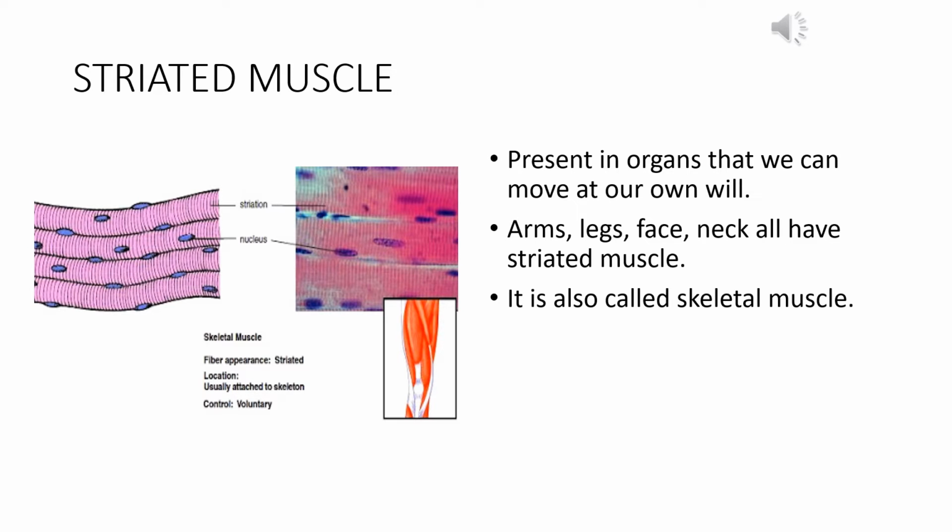They are also called the skeletal muscle. Since they are present in the organs that we can move at our own will, they are present in our arms, we can easily lift our arms, so a striated muscle is moved. We can walk with our legs, so a striated muscle or a skeletal muscle moves. Our face and neck all have striated muscle. They have striations throughout their length and they also have a proper nucleus present inside the cells.